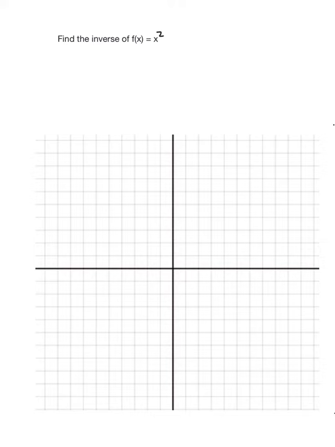So the question says find the inverse of f of x equals x squared. So we go through our 4 steps, and the first step says replace f of x with y, and then we're going to interchange x and y, so in that case we get x equals y squared, and now we're going to solve for y, so that y equals, the opposite of squared is the square root of x, and when you square root something like this with a variable you need plus and minus.